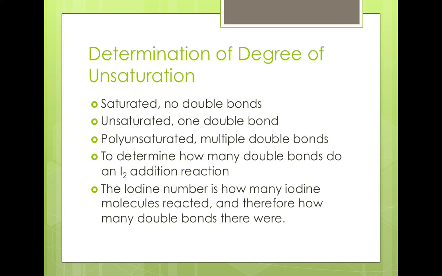Okay, the iodine number is then calculated. Once I have my data, I can calculate the iodine number. And it's how many iodine molecules reacted, and therefore how many double bonds there were in the molecule.